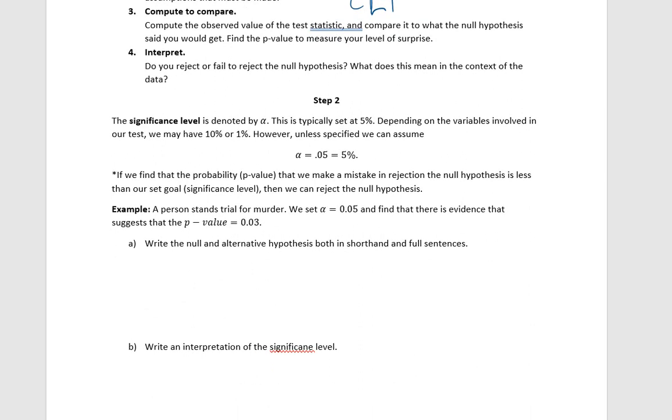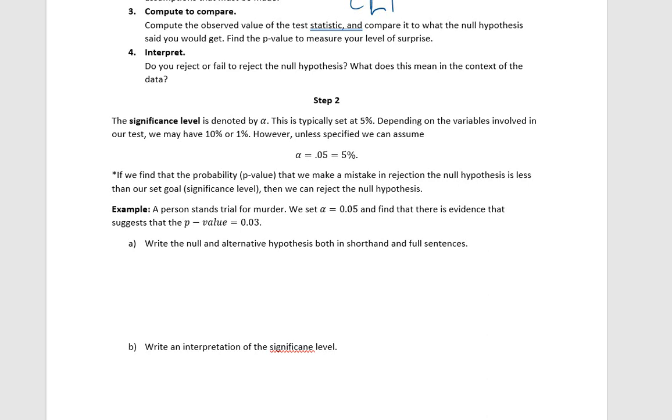After that, you're going to compute your test statistic and compare it to the null hypothesis, and then find the p-value. Then you are going to interpret. Do you reject or fail to reject your null hypothesis? And what does this mean in the context of the data? So the second step is we're going to choose the significance level.